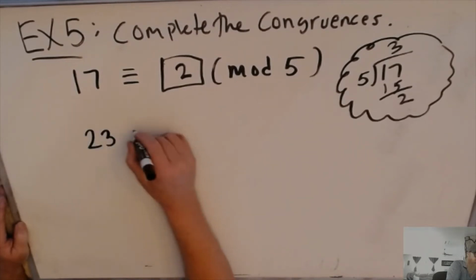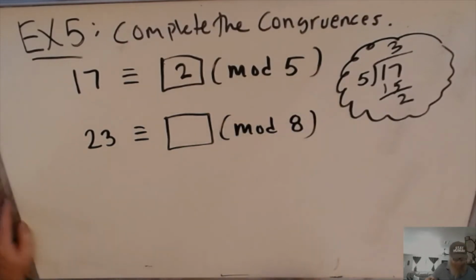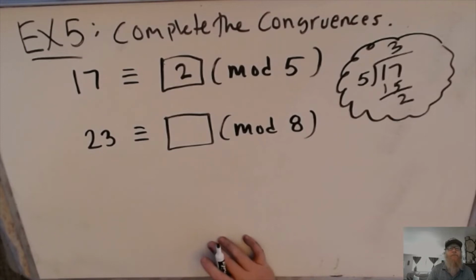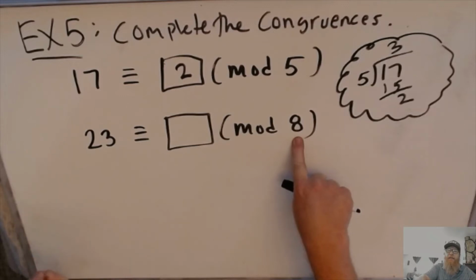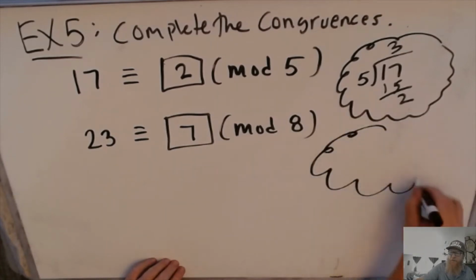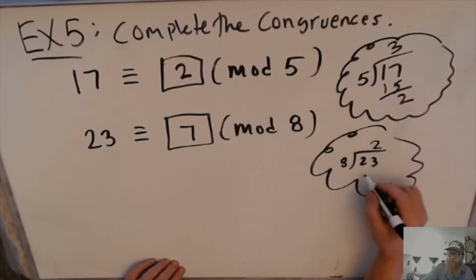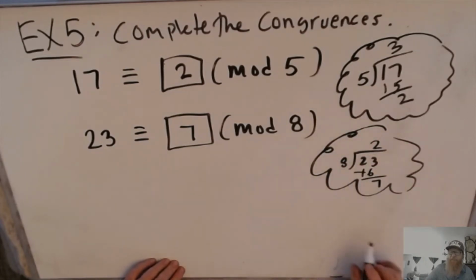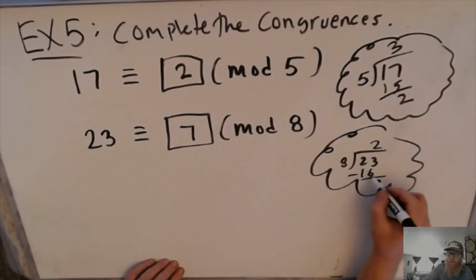23 modulo 8. What's 23 going to act like modulo 8? So again, how many 8s go into 23? Well, 2. 2 8s, yeah? Remainder 7. And again, I'll do the mental math here. 23 divided by 8 is 2, remainder 7. 2 times 8 is 16. 23 minus 16 is 7.